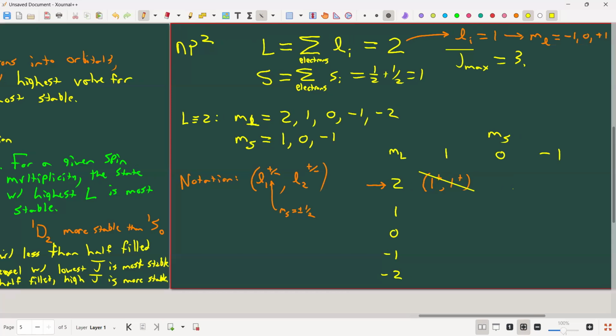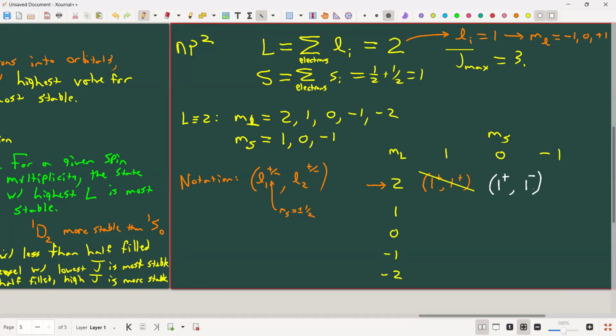Let's try a different one. Let's do the 0. So m sub L equals 2. That means that I have 2 states that are both in m sub L equals 1, but I have them flipped, so the spins cancel out. So this is a plus and this is a minus.